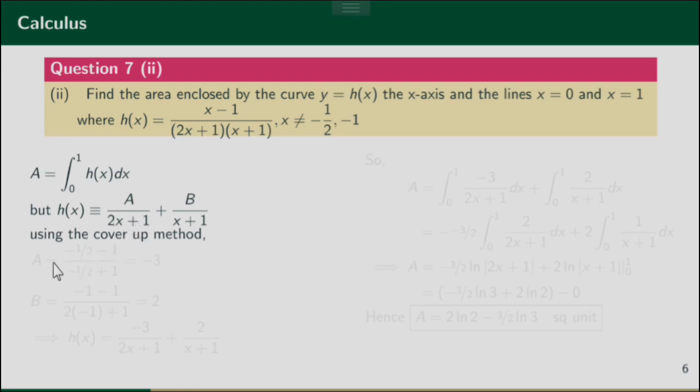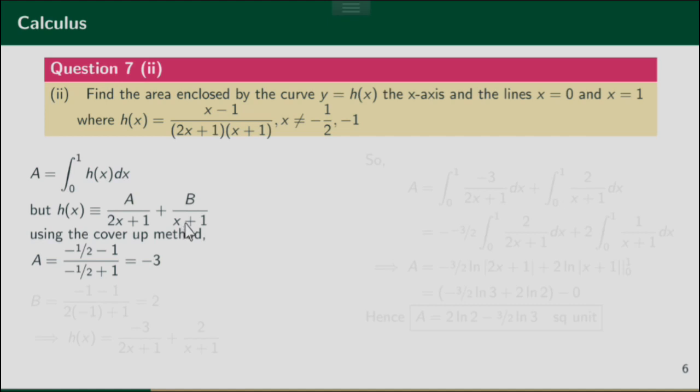So A will be equal to, I come here and I cover up 2x plus 1 and I substitute negative half everywhere else. I'll be able to obtain the value of A. So I have A is equal to negative half minus 1, over, I've covered up this, negative half plus 1. And doing the maths gives A as negative 3.